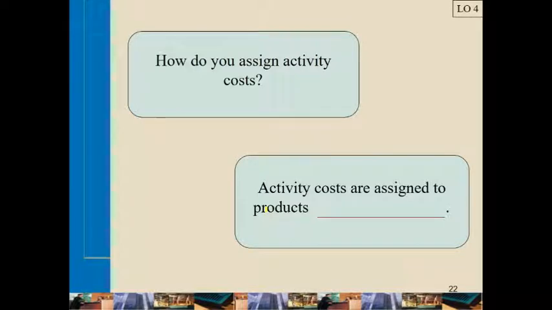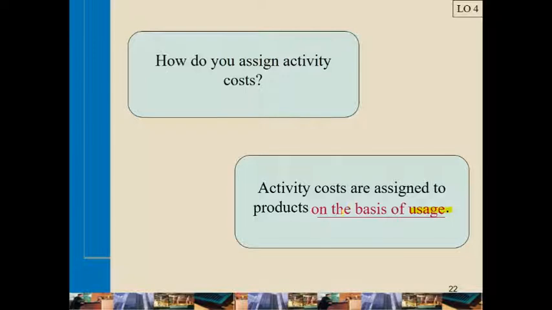Now, how do you assign activity costs? Activity costs are assigned to products on the basis of usage. So, if you will notice, most of the time the costs are either direct labor hours or machine hours, right? It talks about the usage. So how many hours the laborers were used, how many hours the machinery was turned on, how many hours were consumed in setup time, and so on and so forth.